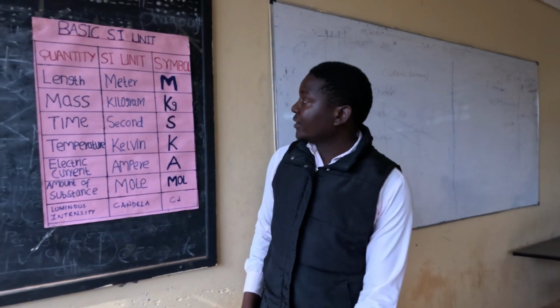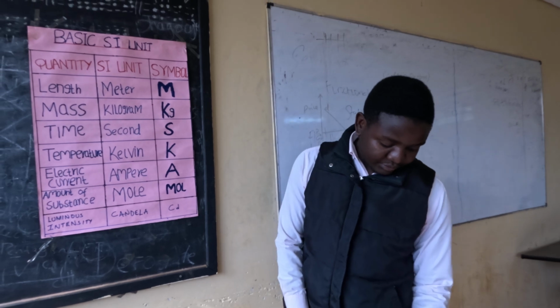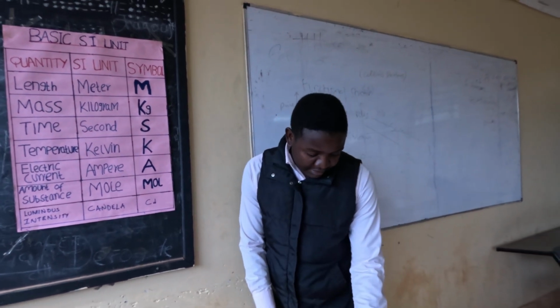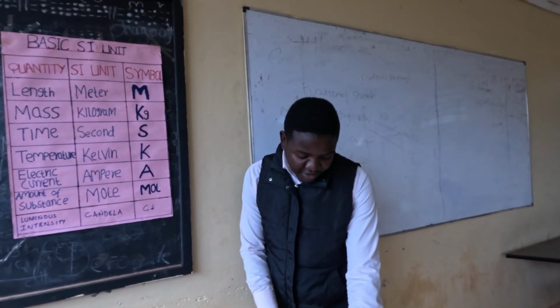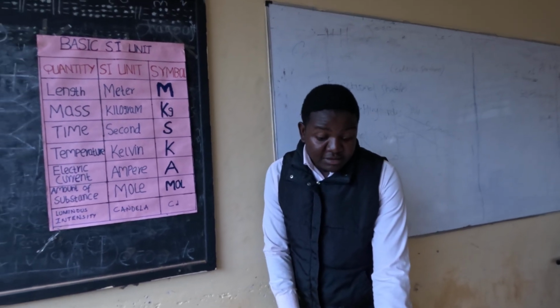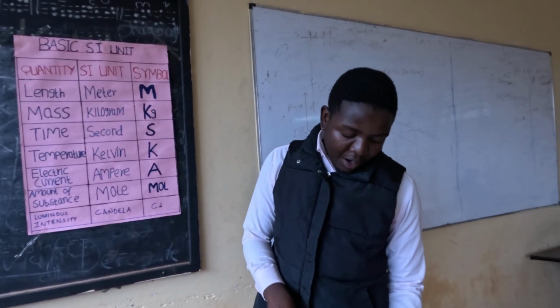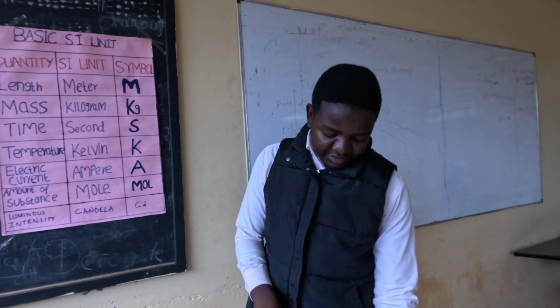That marks the end of our lesson today. So this is the assignment for you. Number 1: What is the unit and symbol for measuring time? Which physical quantity is measured in kilogram? And how do you measure the amount of substance in a sample?